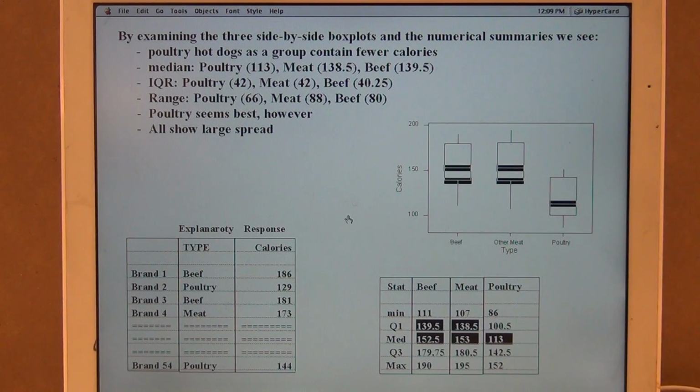So that's using the side-by-side box plots and the 5-number summary to take a look at the type of hot dog, the explanatory variable, and the calories. And this is an appropriate way to analyze when you have a categorical explanatory variable, type of hot dog, either beef, poultry, or meat. So that's a categorical explanatory variable and a quantitative response variable, because calories are quantitative.